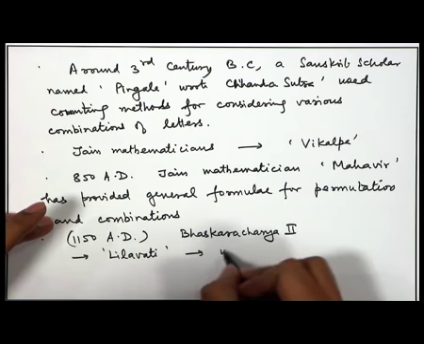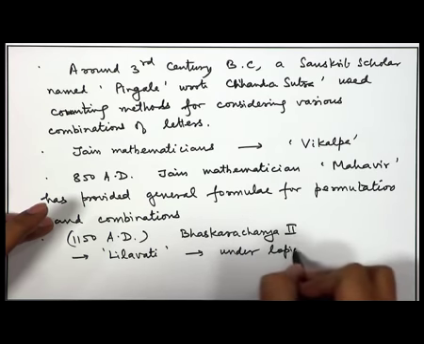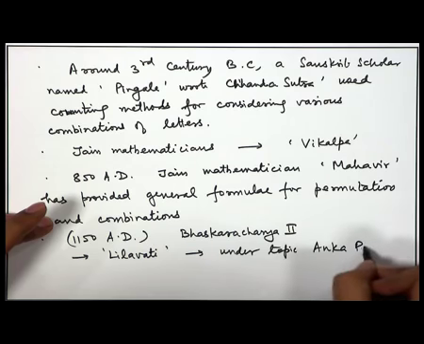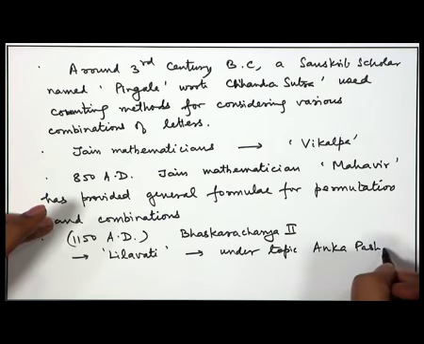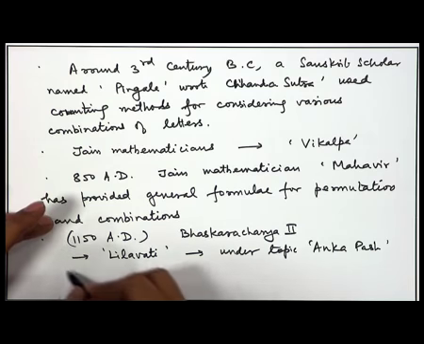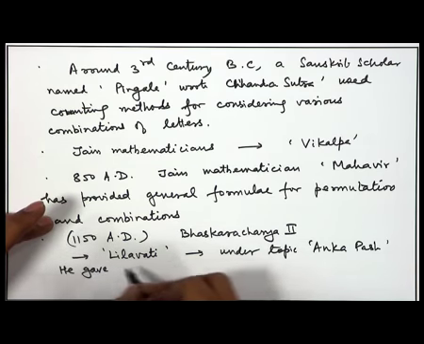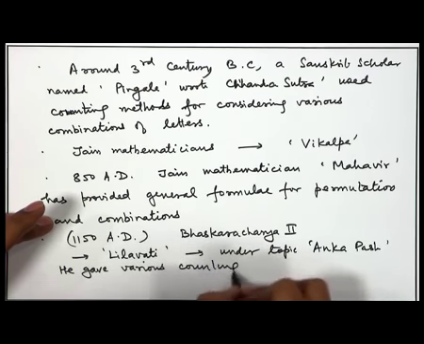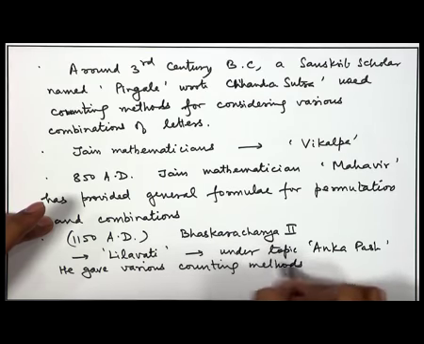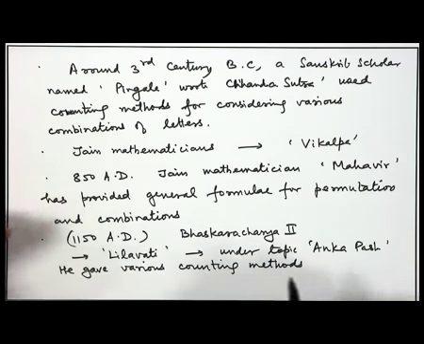under the topic called Ank Pash, has given various counting methods, and he has actually given, you can say, the modern formulae for permutation and combination. Of course, he did not use the notations which are used today, but he was able to provide the general method of counting these things.